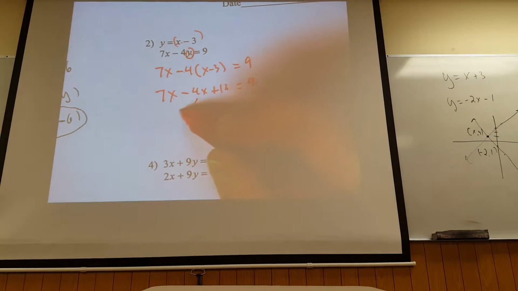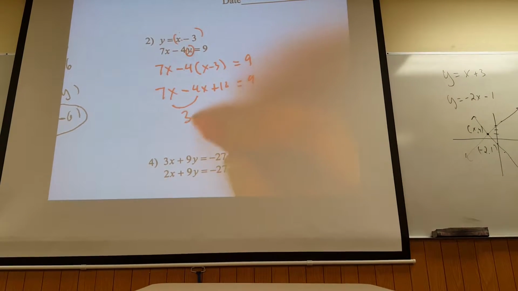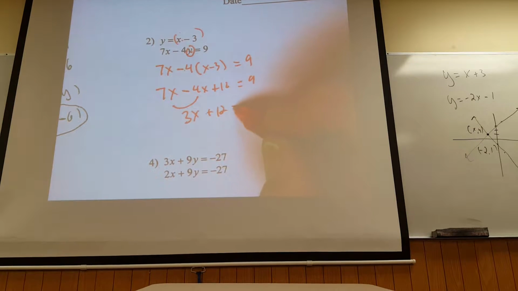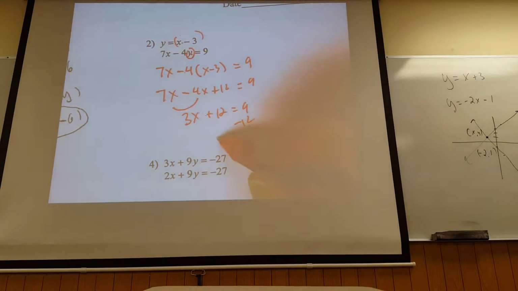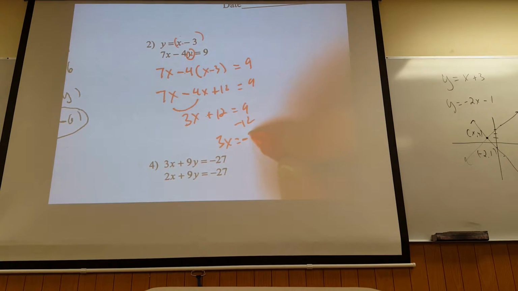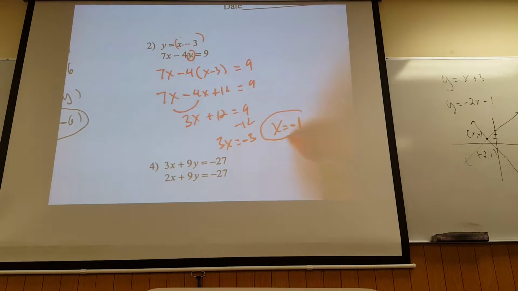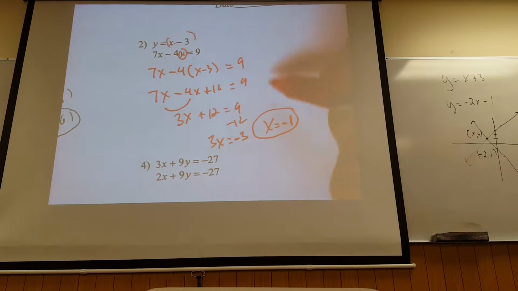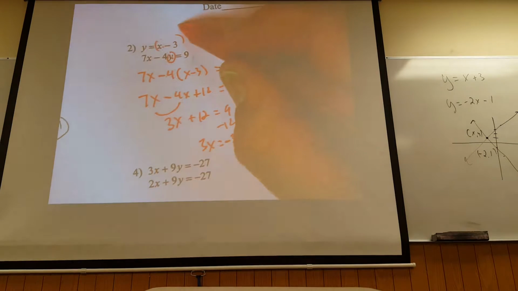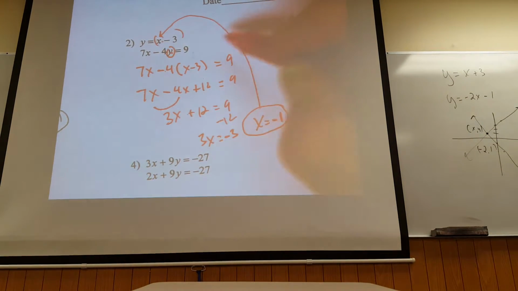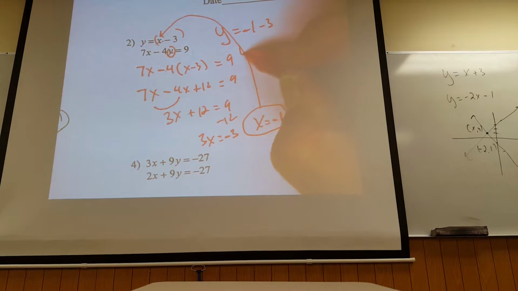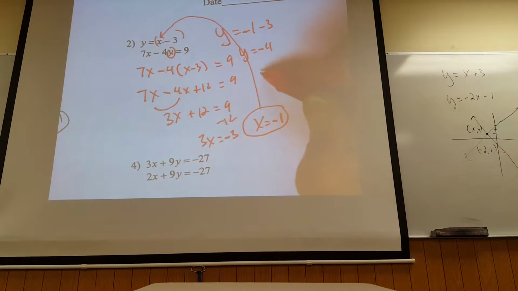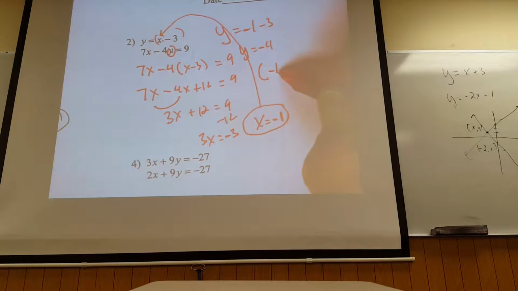equals 9. You add these together, 3x plus 12 equals 9. So when you minus 12, 3x equals negative 3, so x equals negative 1. And then we back substitute all the time, right there. So y would equal negative 1 minus 3, so y would equal negative 4. And then you write your ordered pair.